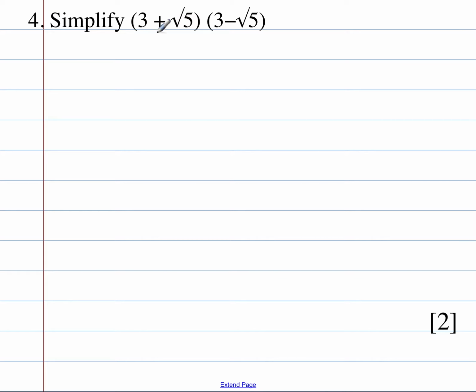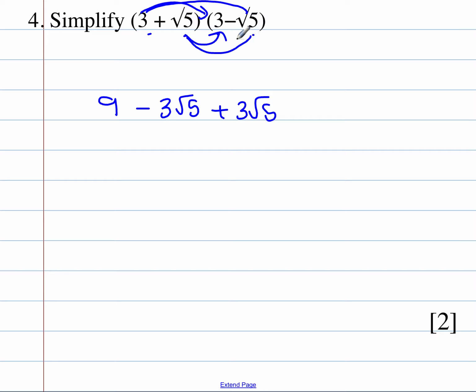Some of you might have spotted, is it difference of two squares? Yes, because the 3 and the 3 are identical, the root 5 and the root 5 are there, and the signs have swapped. So let's use FOIL again. 3 times 3 is 9. Then I've got my minus 3 root 5. And then I've got my positive 3 root 5. So you can see an elimination is going to happen.